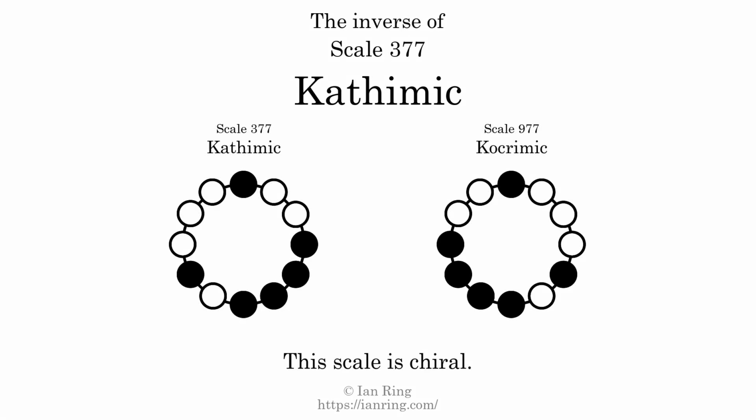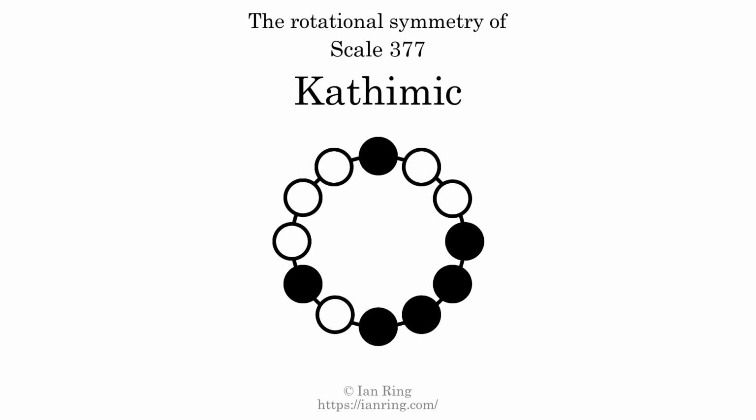The inverse of a scale is a mirror image. It is what you get when the sequence of intervals is reversed. The inverse of this scale is scale 977, also known as Kathimic. This scale is chiral. It cannot transform into its inverse by rotational transformation. This scale has no rotational symmetry.